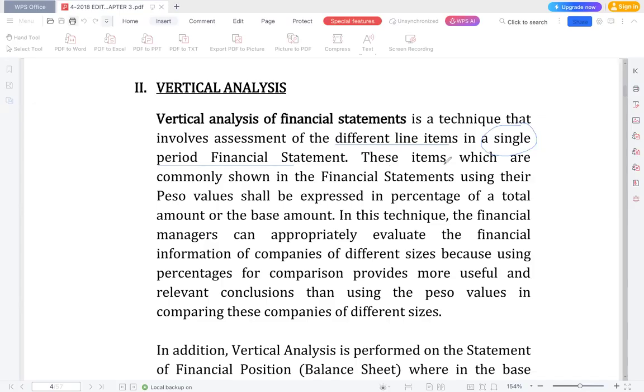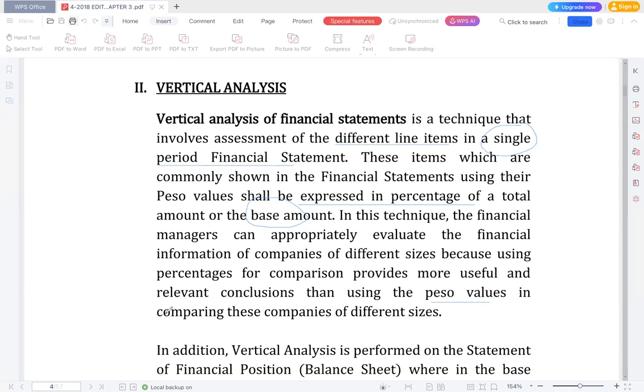These items, which are commonly known as the financial statements, using their peso value shall be expressed in percentage of total amount or a base amount. In this technique, the financial managers can appropriately evaluate financial information of companies of different sizes, because using percentage for comparison provides more useful and relevant conclusions than using peso values.